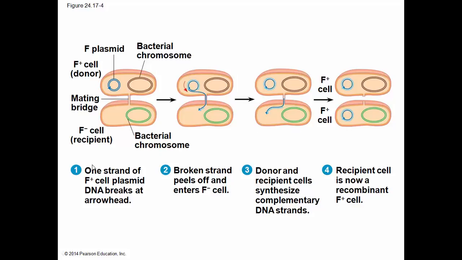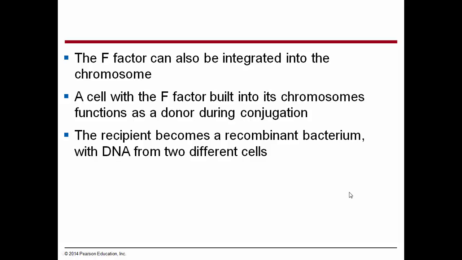Okay, so one strand of the F positive cell plasmid breaks at the arrowhead. The broken strand peels off and enters the F-negative cell. The donor and recipient cells synthesize complementary DNA strands, and the recipient cell is now a recombinant donor cell. The F factor can also be integrated into the chromosome.